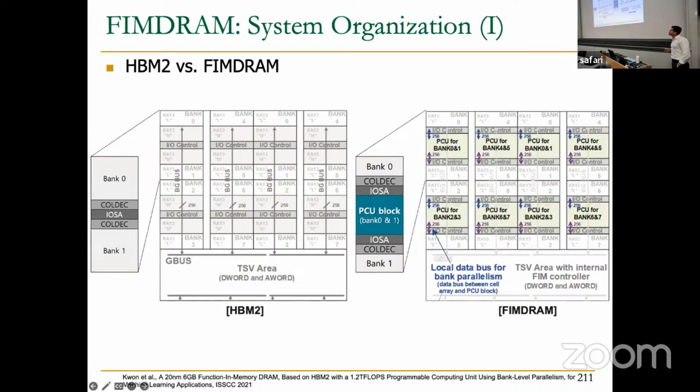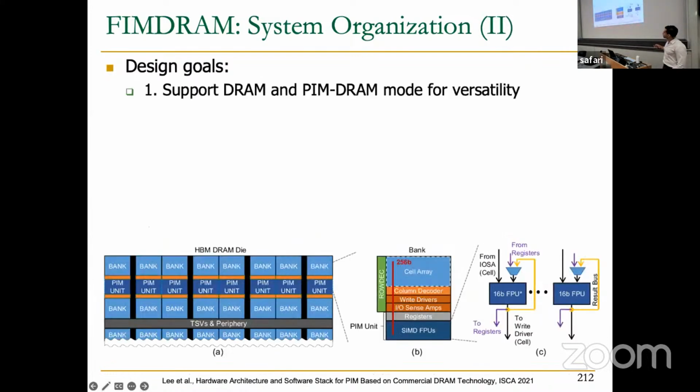So this is their organization of the FIMDRAM architecture. Here we have the organization of the regular memory die for HBM2, and here we have the die for the FIMDRAM architecture. What you're going to see that is different is that between every 2 DRAM banks, they have these PCU blocks, which is basically the core that's going to do the computation. And this core is going to be shared between neighboring DRAM banks.